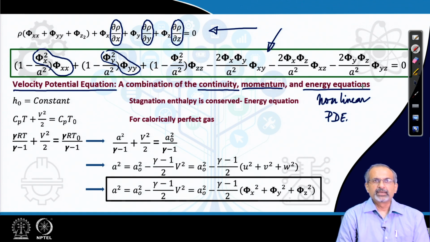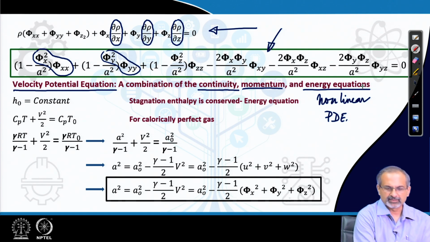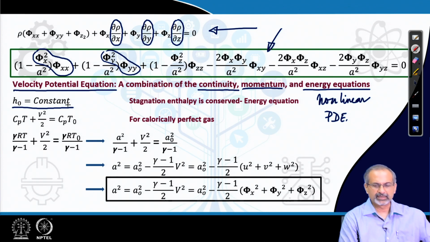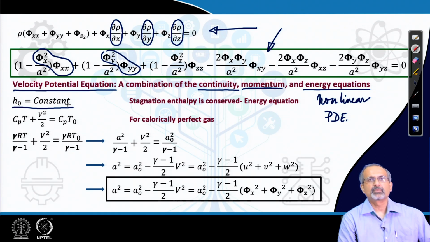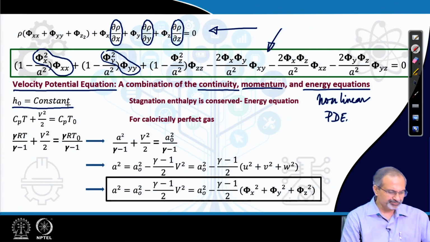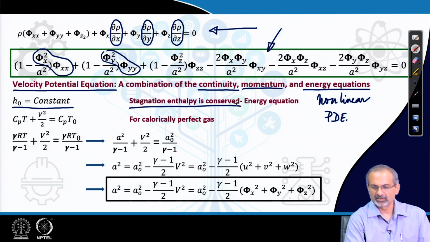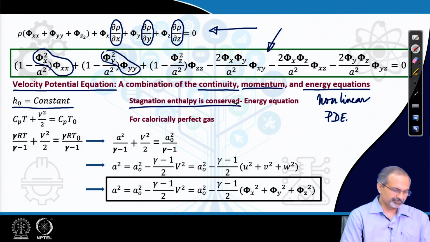Now, we are bringing in the energy equation here by a means like this. When you look at the energy equation in the context that we are dealing with, it basically gives you the statement that stagnation enthalpy is conserved. So, where from do we get it?